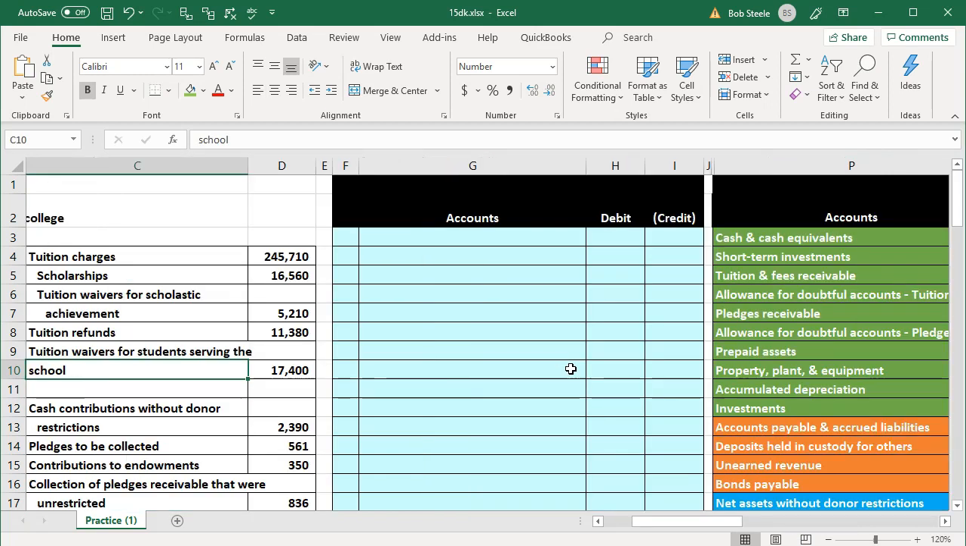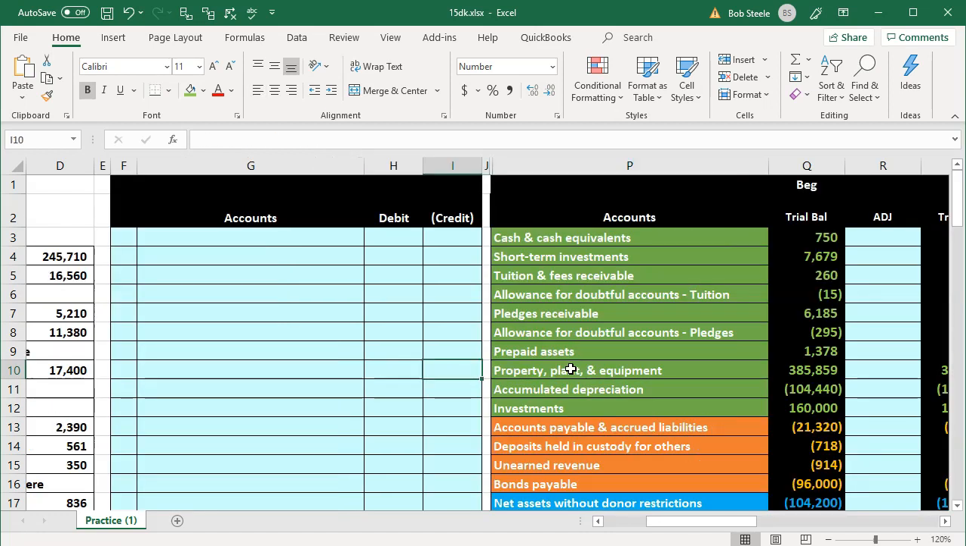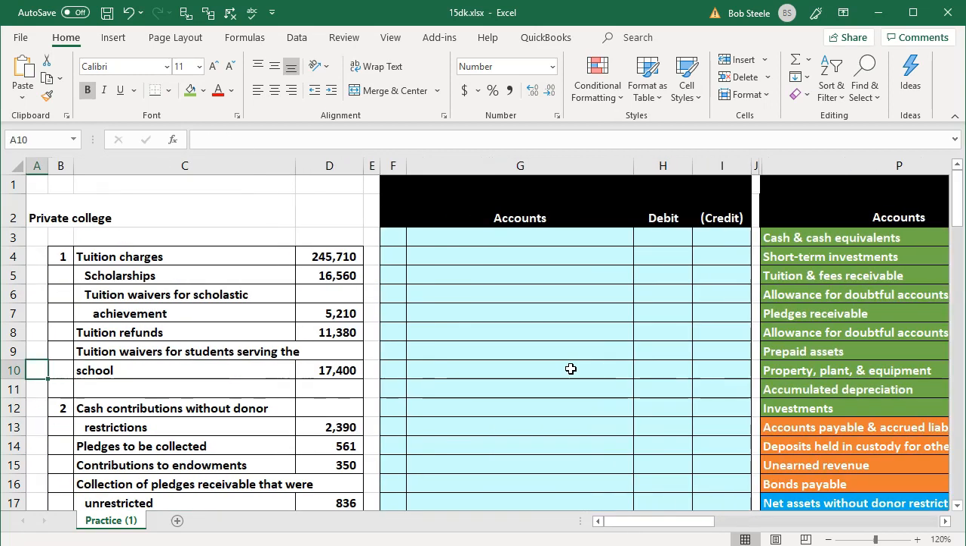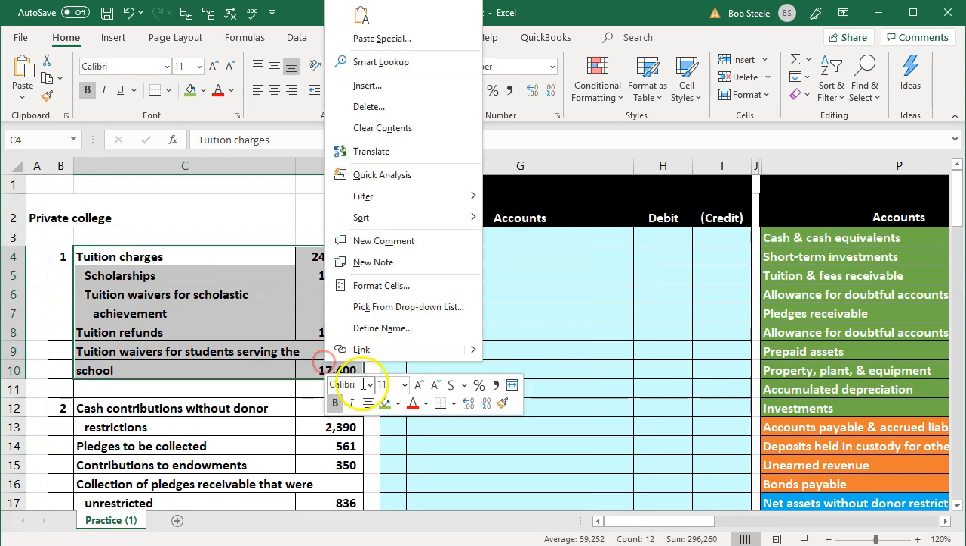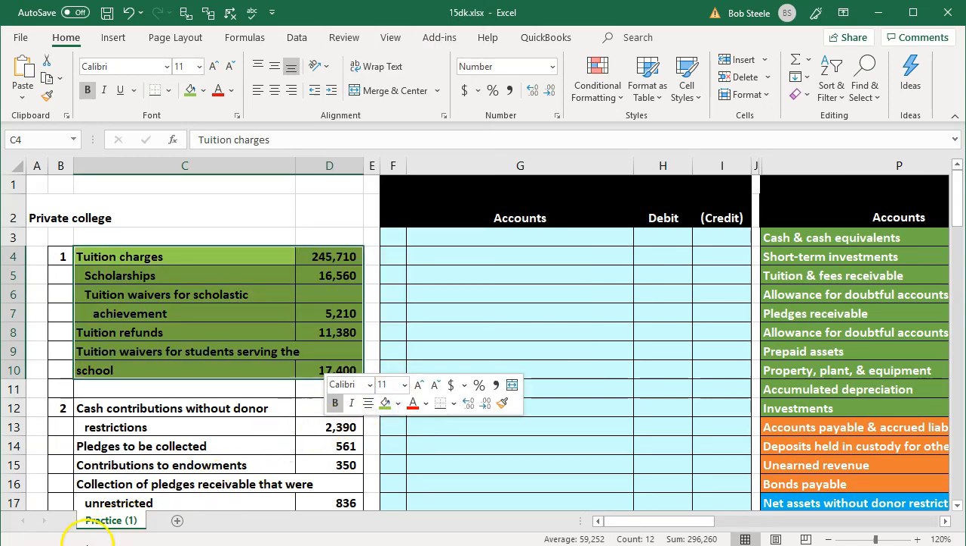So we've got our information on the left. We've got where we're going to put it in the blue area on the right. We're going to post it right next to it, over on the right of that. Now we're going to work on number one. Typically, as we go through these, I'll highlight them and make them green so we know which one we are on.